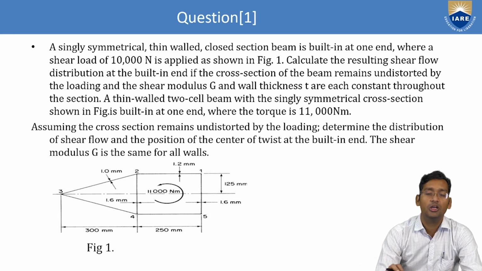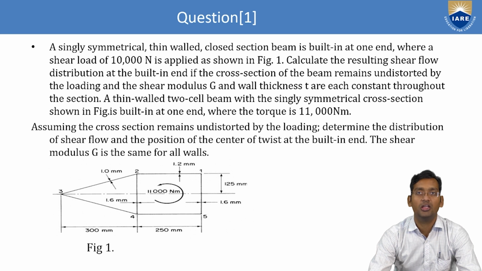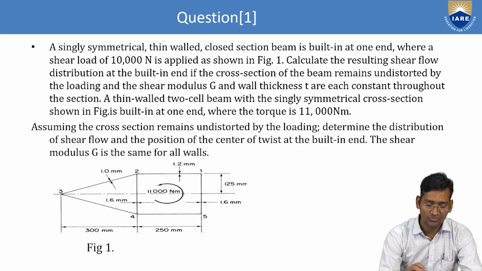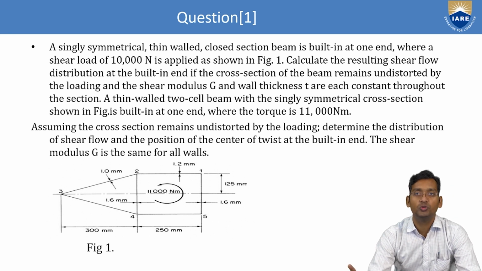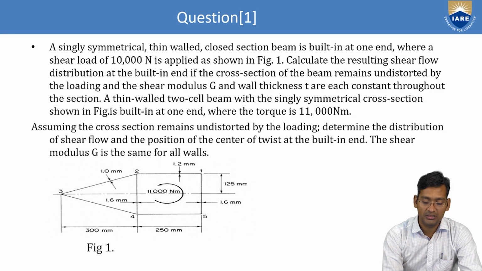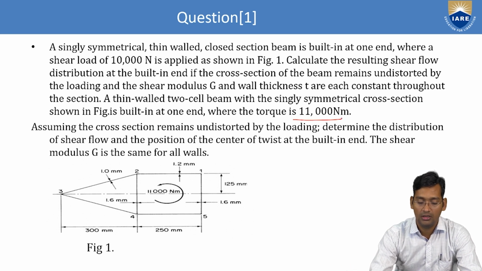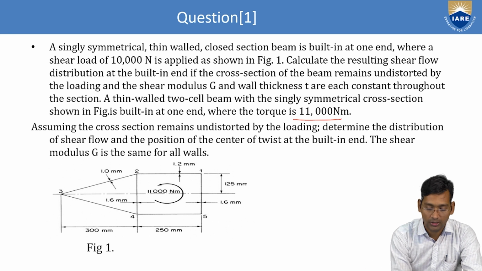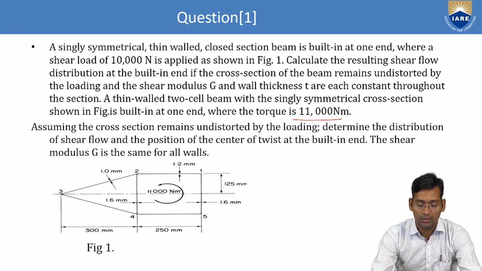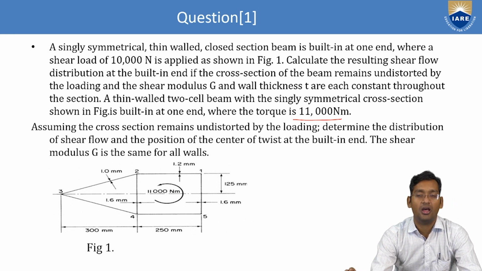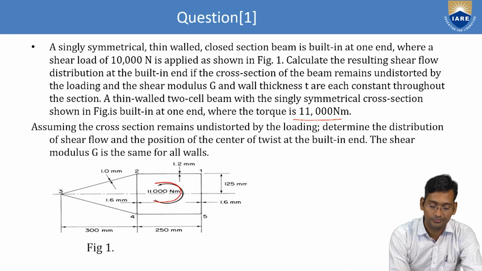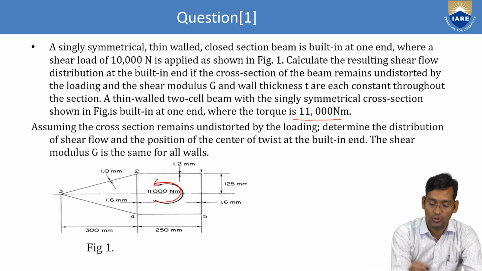So G and T are constant throughout, and even after applying the load, the cross-section is not changed. A thin-walled two-cell beam with the singly symmetrical cross-section shown in the figure is built in at one end where the torque of 11,000 Newton meter is applied. Right, so along this you can see the 11,000 Newton meter torque is applied. Along this one, that was the force, the shear load, and here this is the torque.